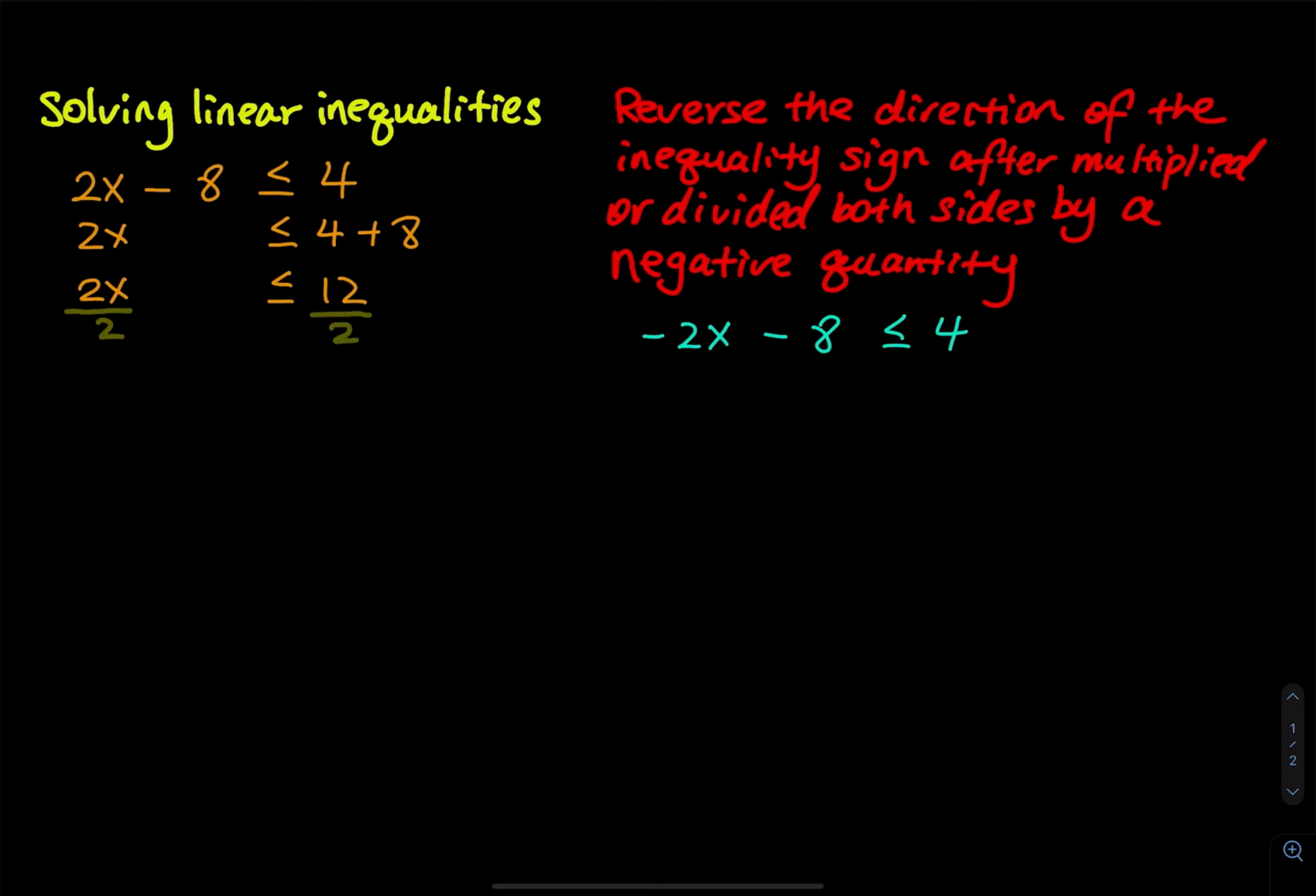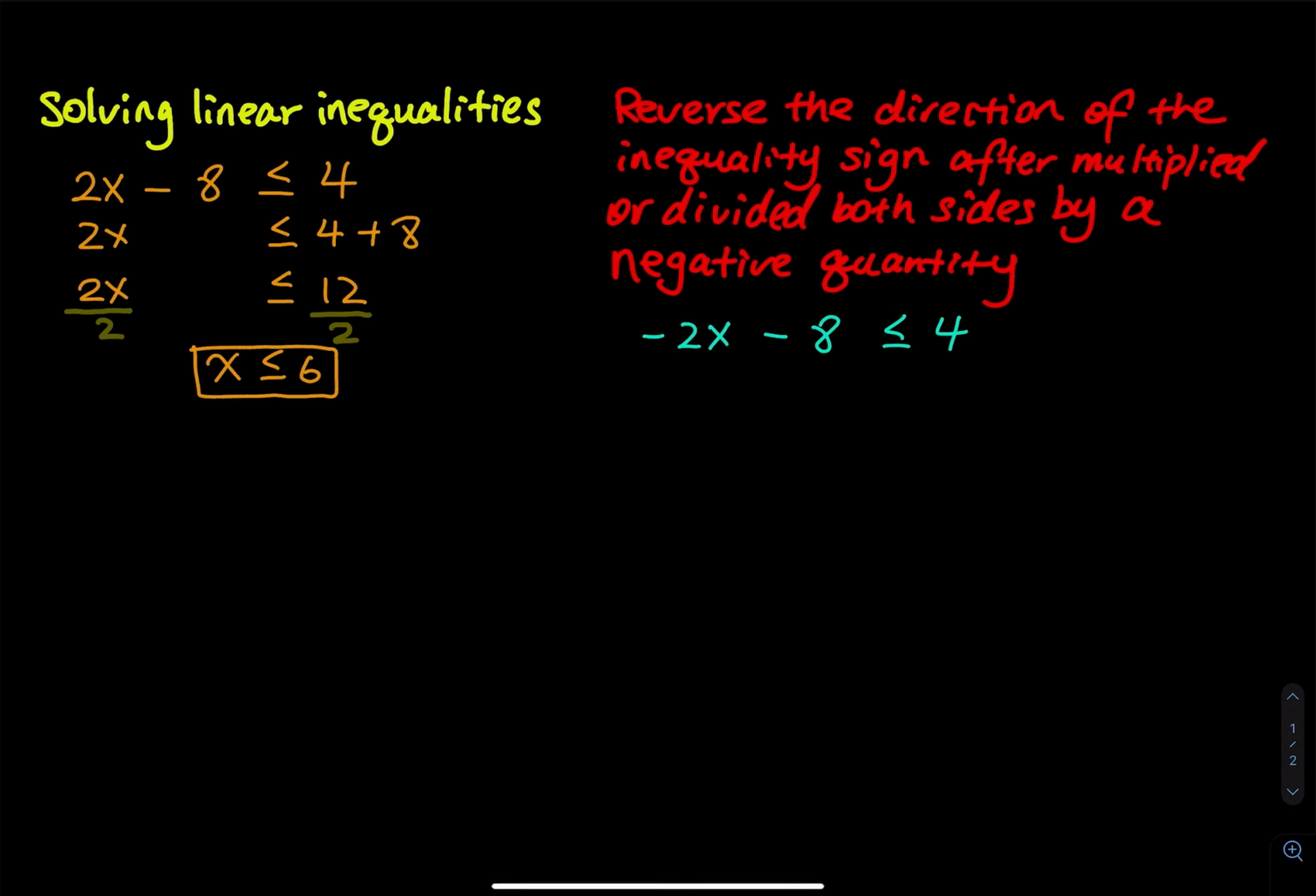Let's pause for a moment. Is 2 positive or negative? In this case, 2 is positive. Since we divide both sides by a positive quantity, there is no need to reverse the sign. All right? So this is x less than or equal to 6, and then we box our final answer.